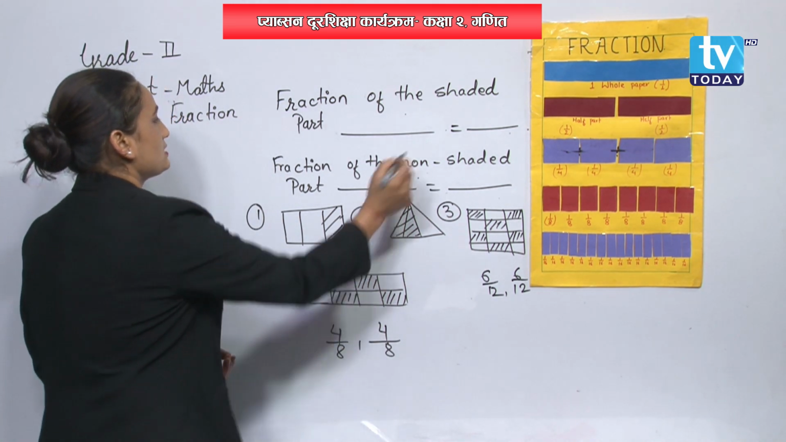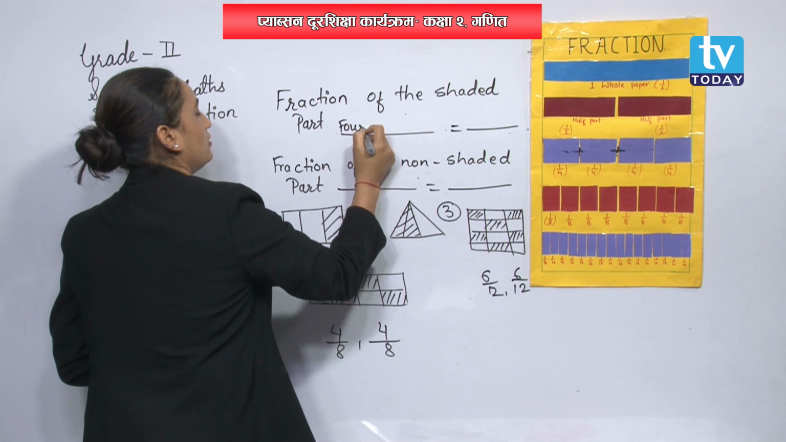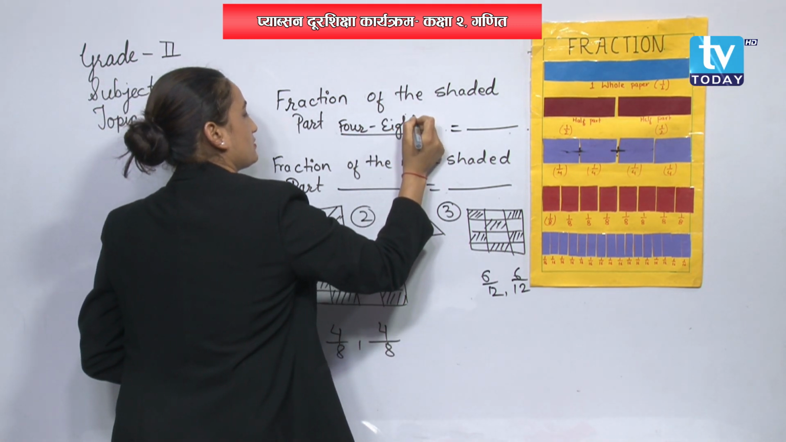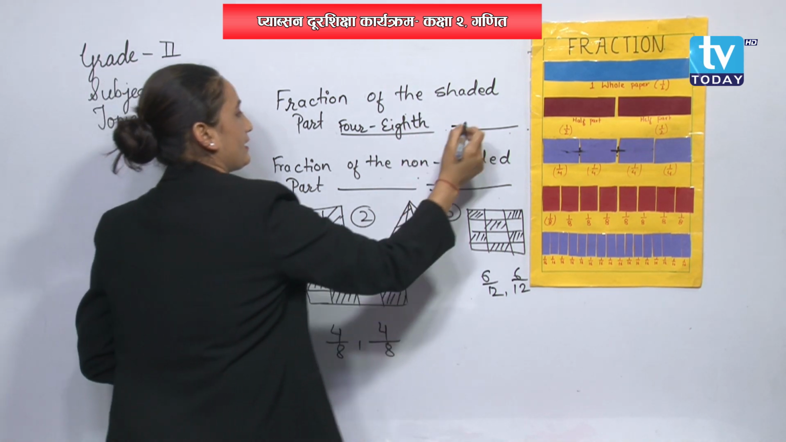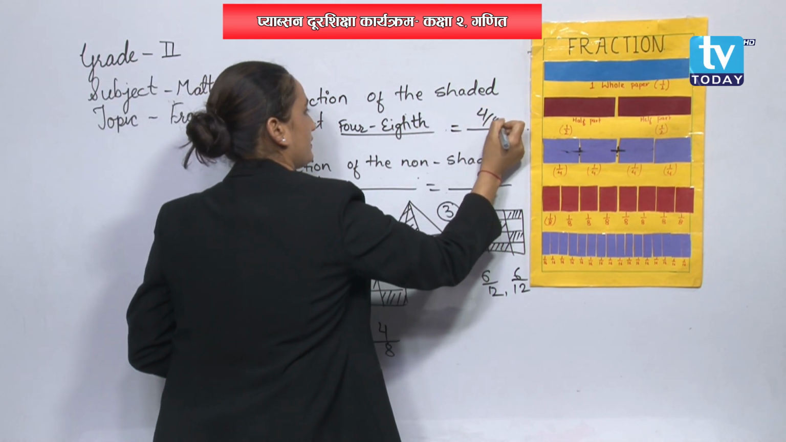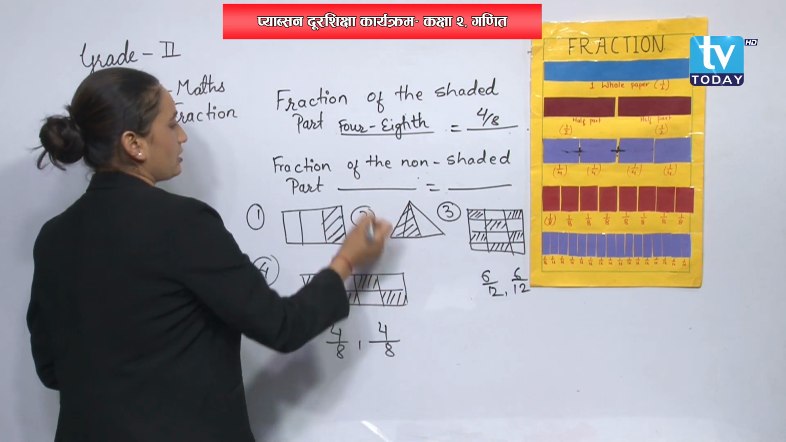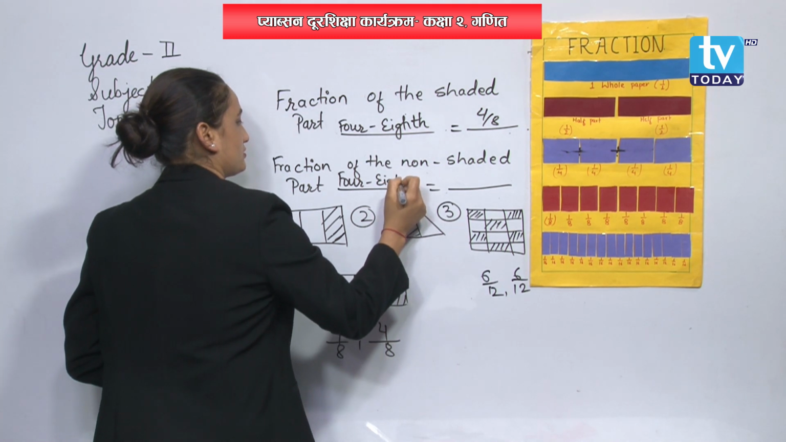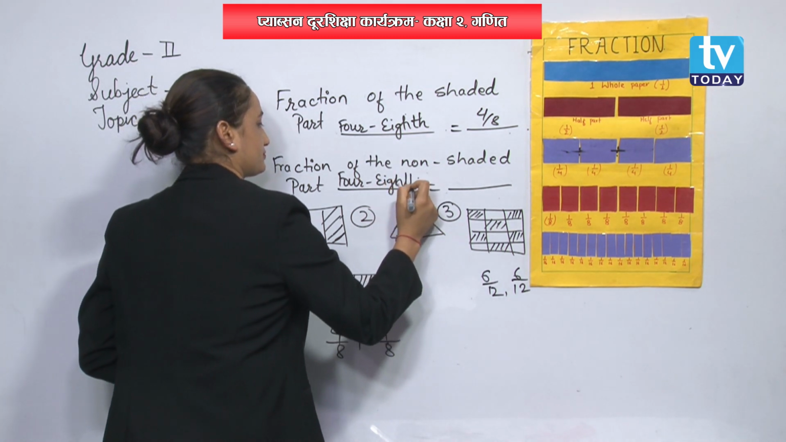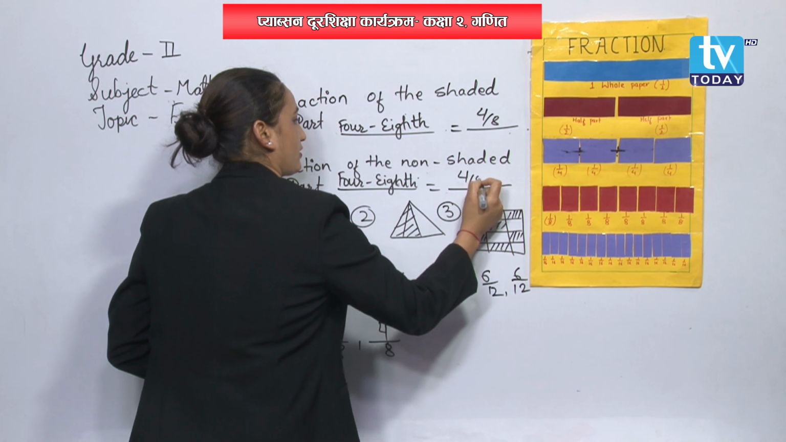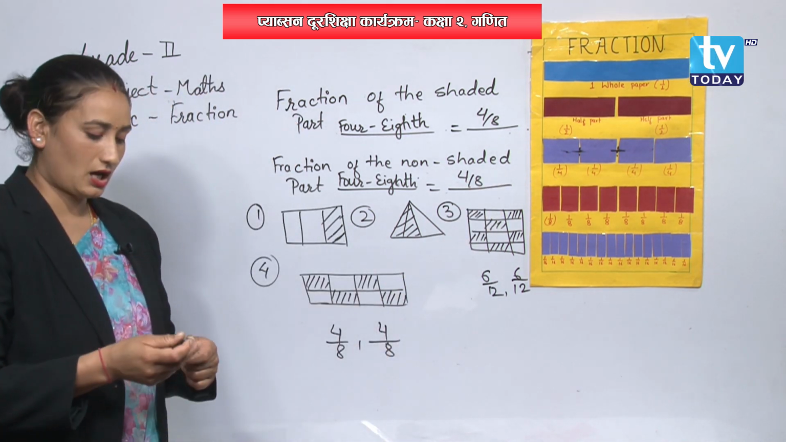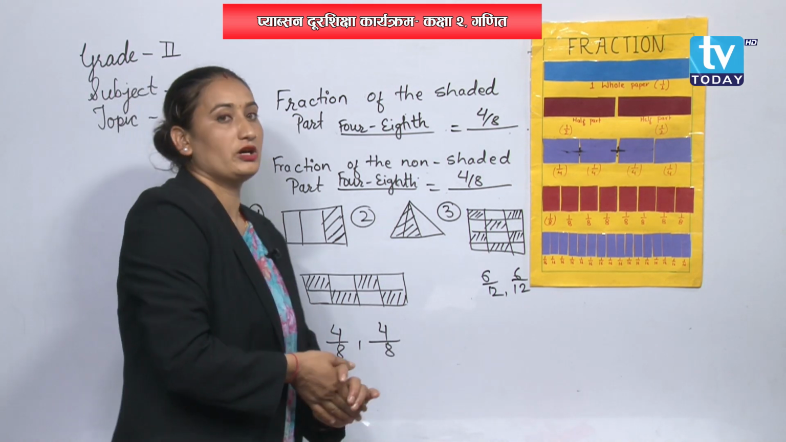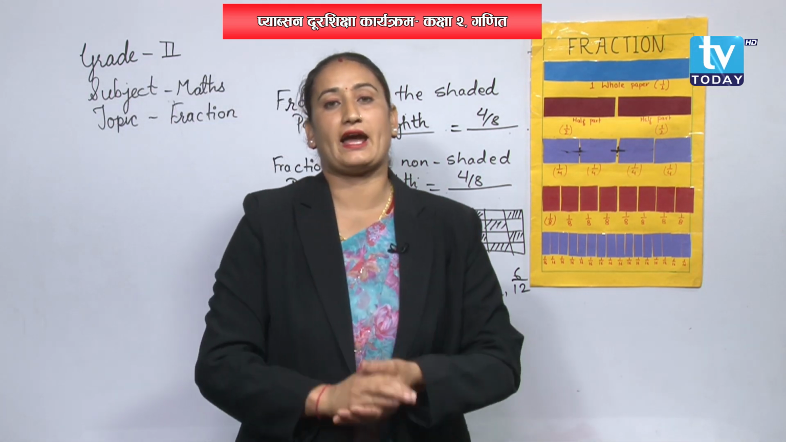So how to write? 4/8. That means 4 eighths. Here, 4/8. Here another also the same thing, right? 4/8. Done? Okay students, I hope you can do questions like this much more at your home.